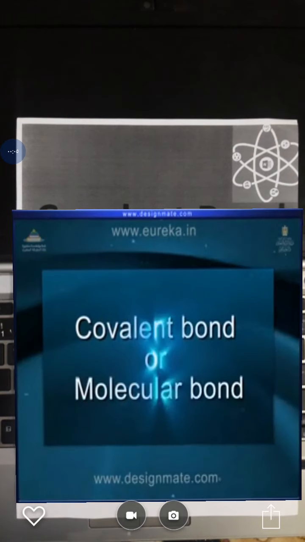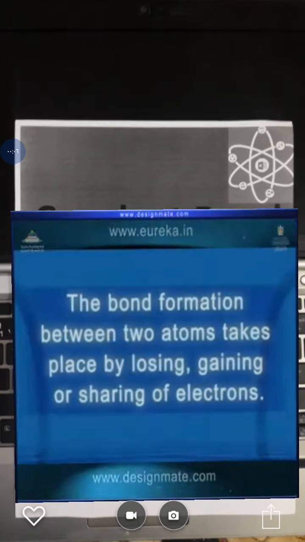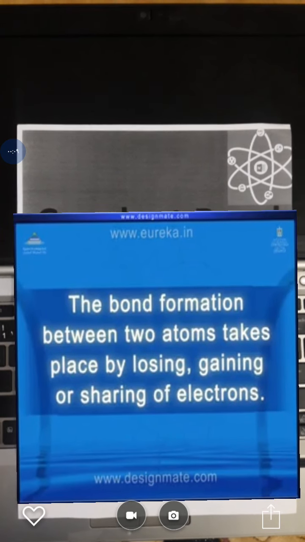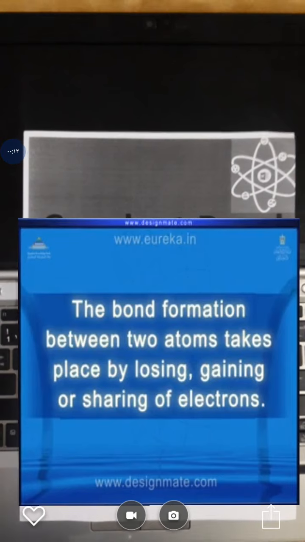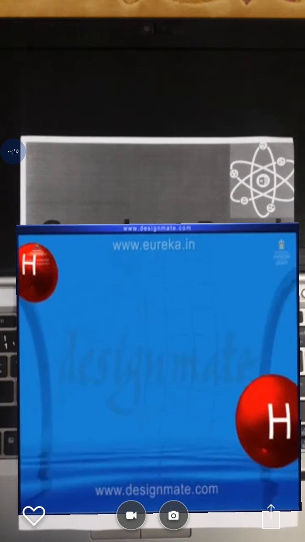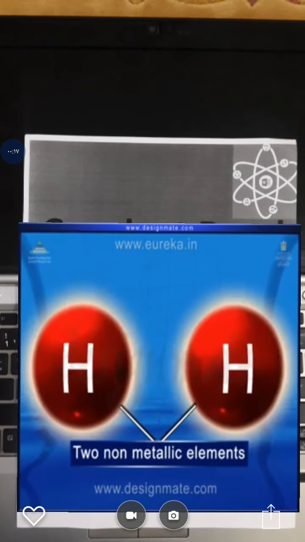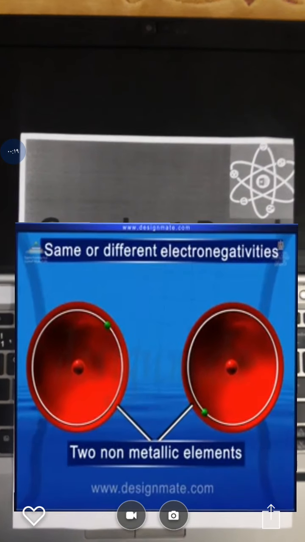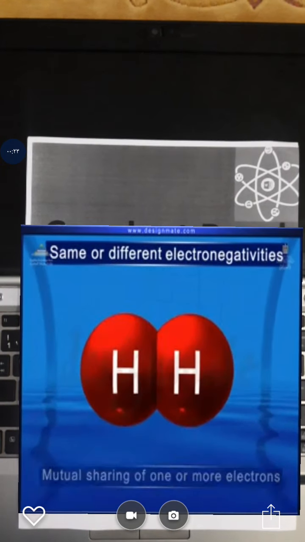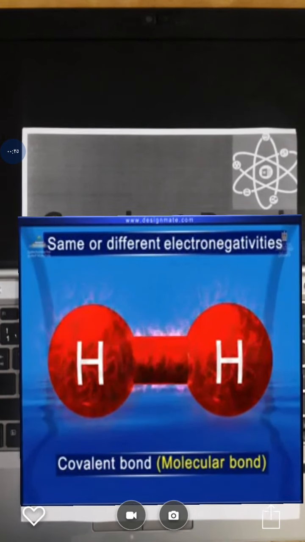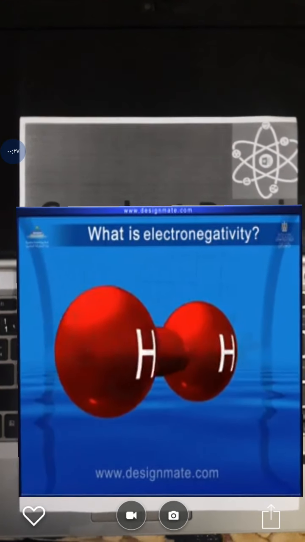Covalent bond or molecular bond. We know that a bond formation between two atoms takes place by losing, gaining, or sharing of electrons. The chemical bond formed between two nonmetallic elements, having same or different electronegativities by the mutual sharing of one or more electrons, is called a covalent or a molecular bond. But what is electronegativity?